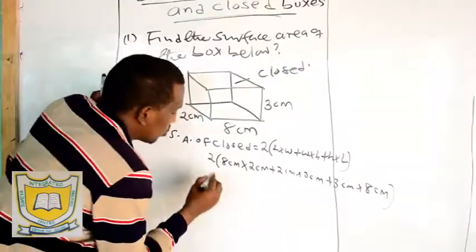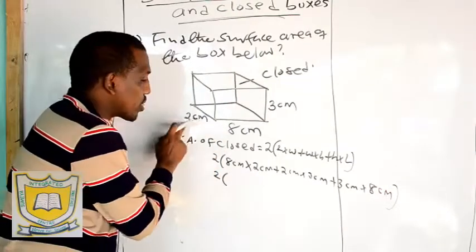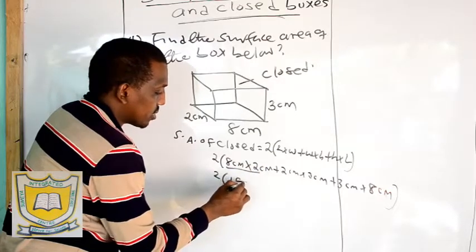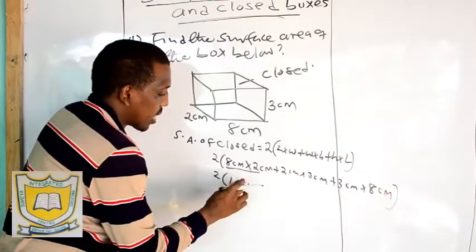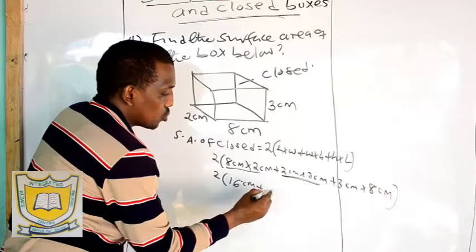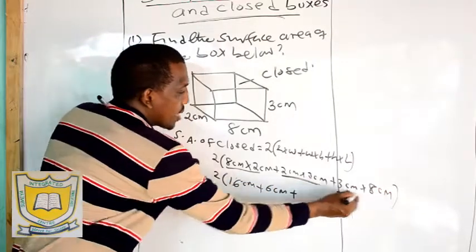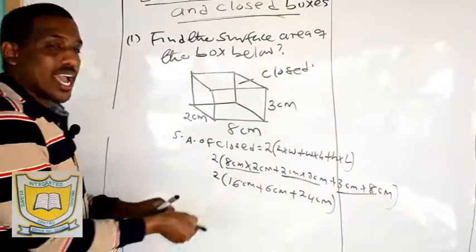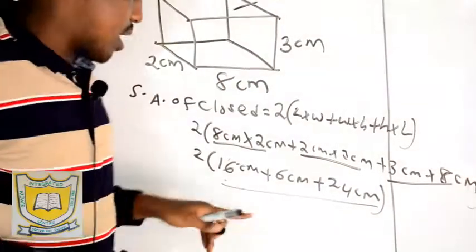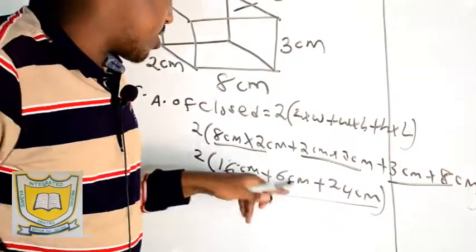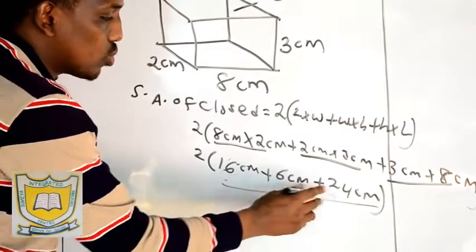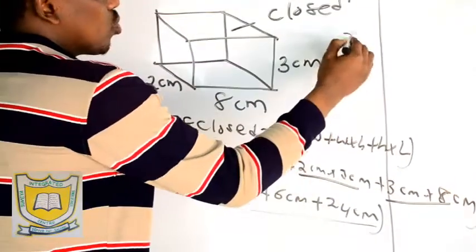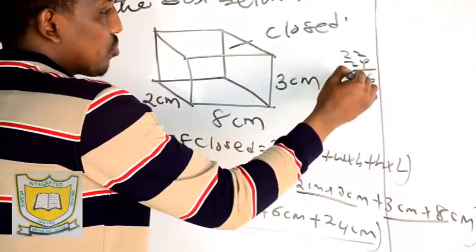We say now 2 into bracket length times width, 8 times 2, it's 16 centimeter. Plus 3 times 2, 6 centimeter, plus 3 times 8, 24 centimeter. Then we add what is inside the bracket now. 16 plus 6, you get 22. So you say 22 plus 24, you get 46.